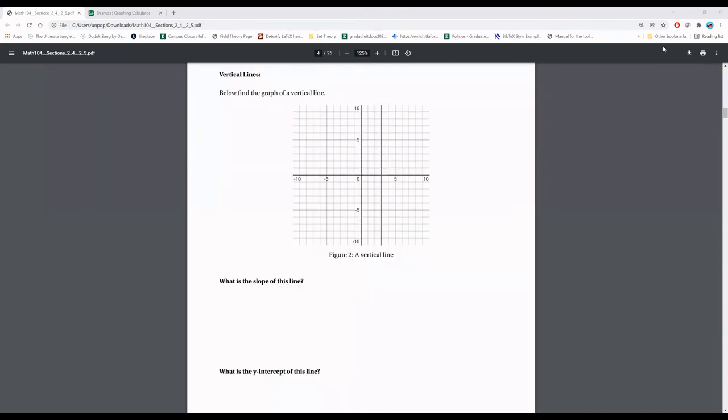All right, we looked at horizontal lines. Let's next consider vertical lines. I've got the graph of a vertical line here. Make my alteration. There we go, fixed it.